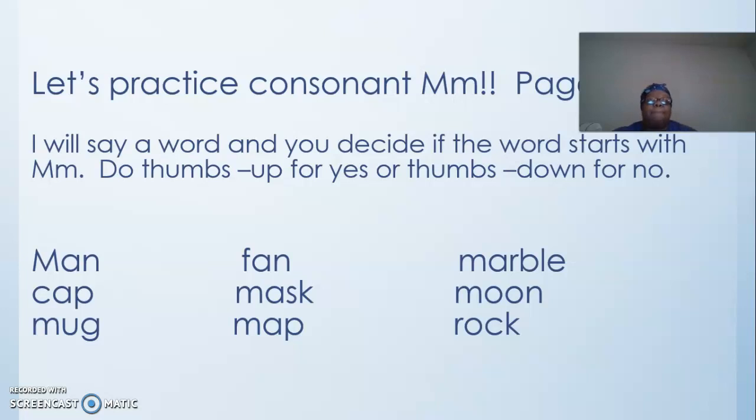Marble. Thumbs up. Remember your lips go together. You can say the word after me to listen for the first sound. Moon. Thumbs up. How about rock? Thumbs down. Okay, good job.